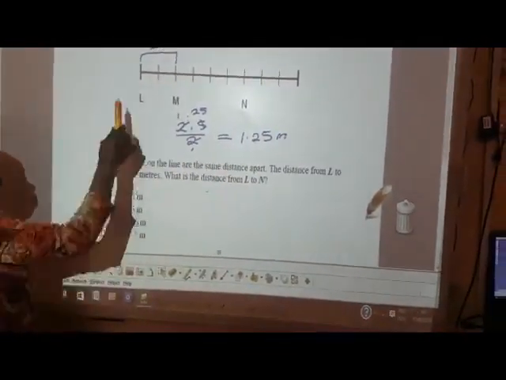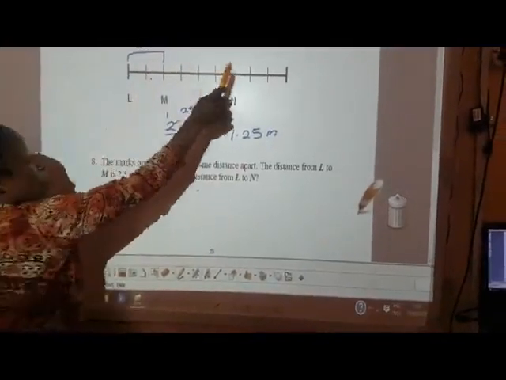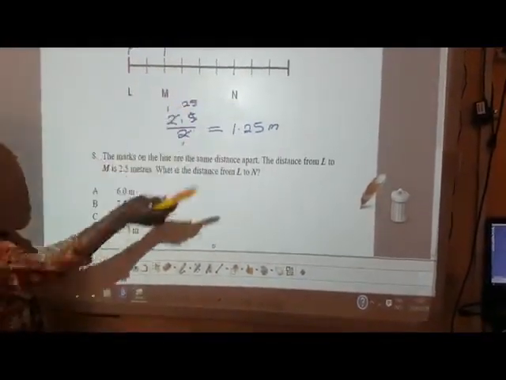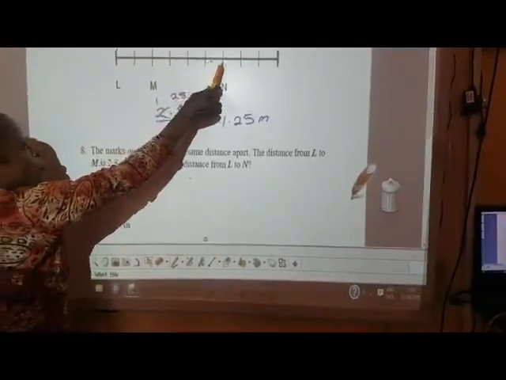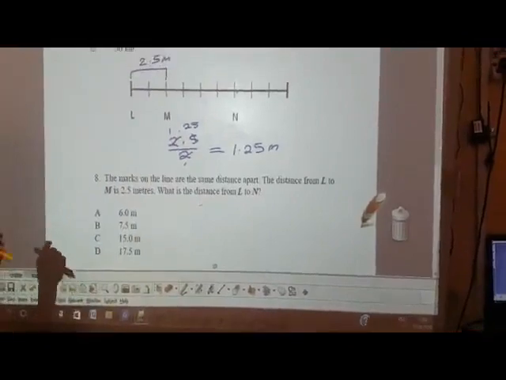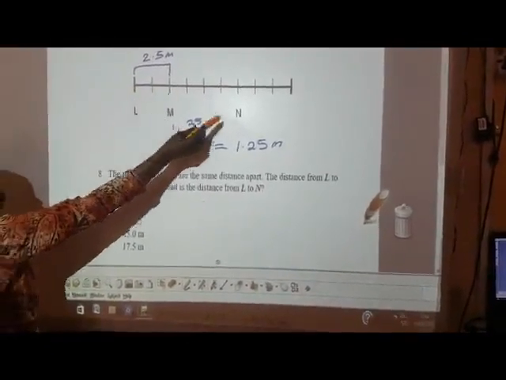Now I want to count from this line here to N. Let's count how many lines there are. 1, 2, 3, 4, 5, 6. So there are 6 short lines from this L to N.